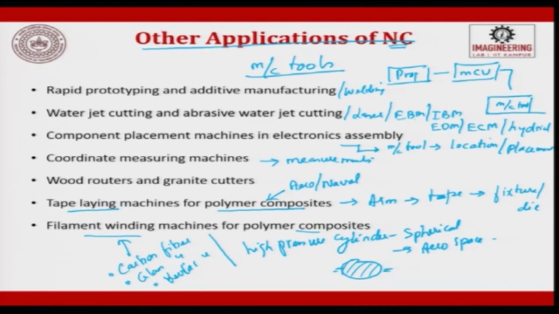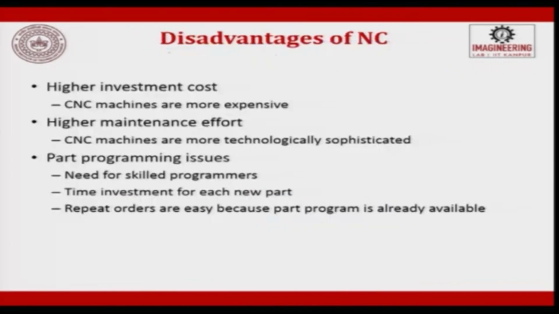So, you can do it with filament winding machines. These are the other applications of NC machines, and these are the other machine tools which are attached. So, what are the disadvantages? It is not only advantages, you also have a few disadvantages.